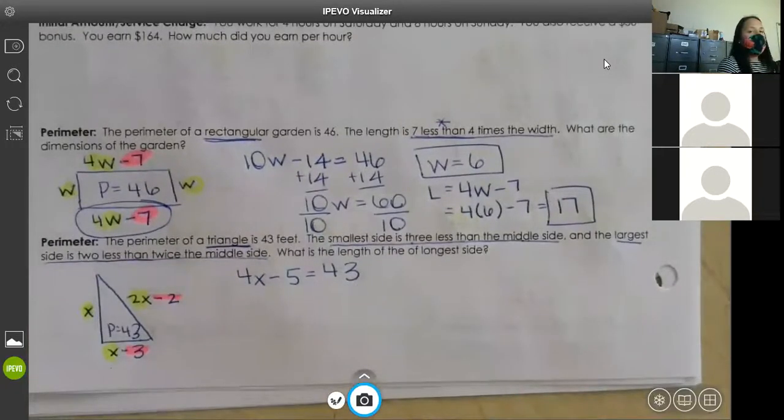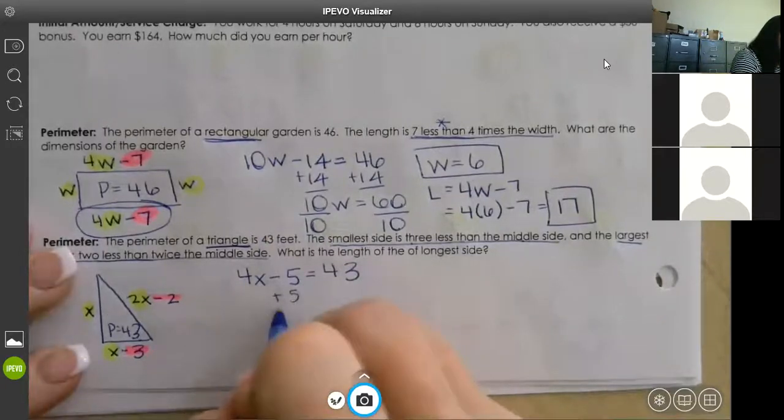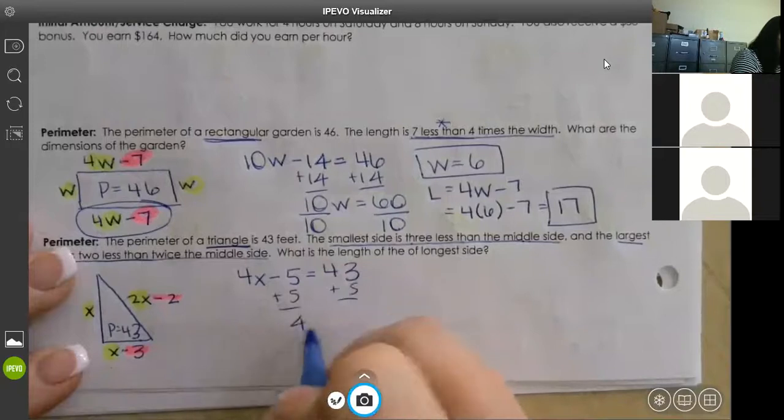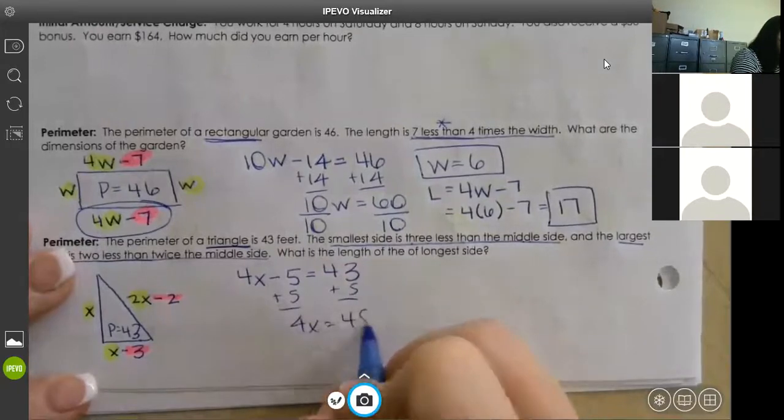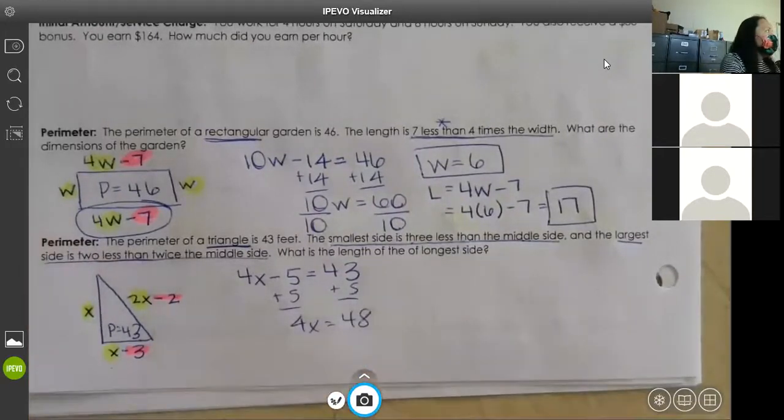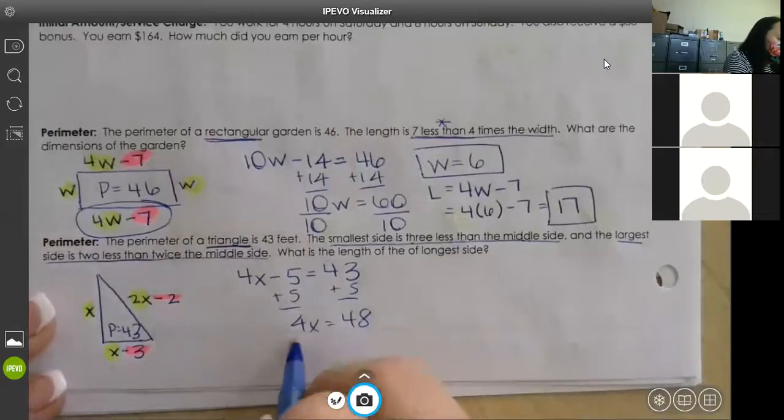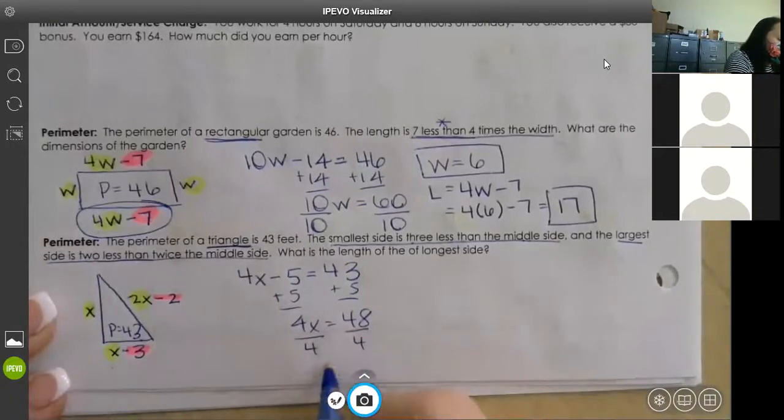That's it. Now it's an easy problem. What do I do to solve for X? First step, add 5. I get 4X equals 48. And then my last step is to divide by 4, and it gives me that X is 12.